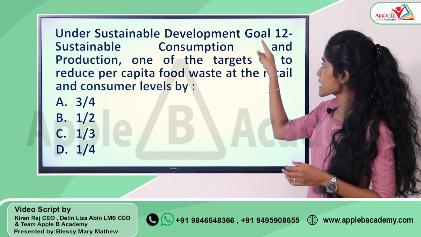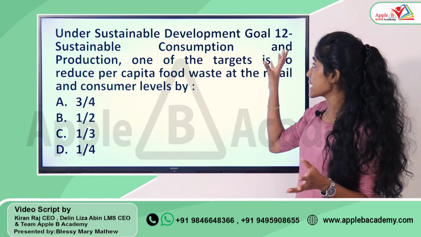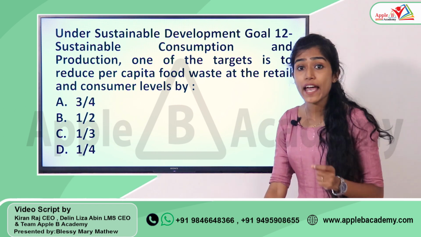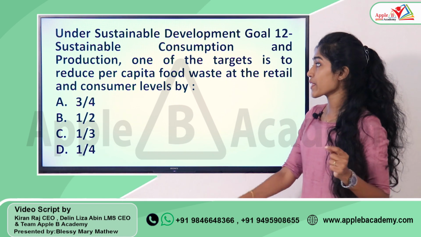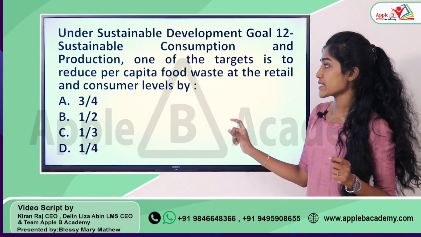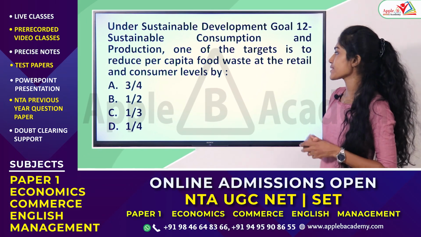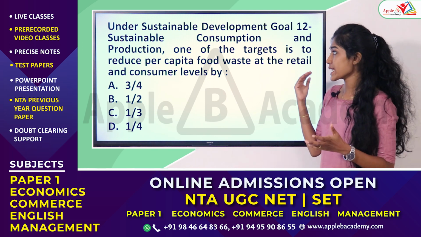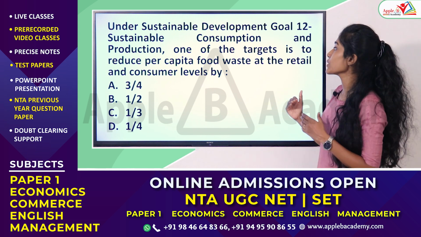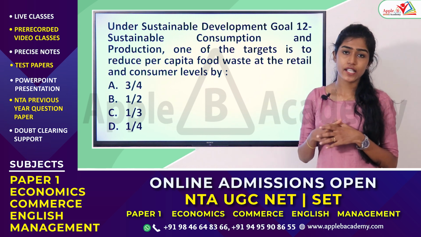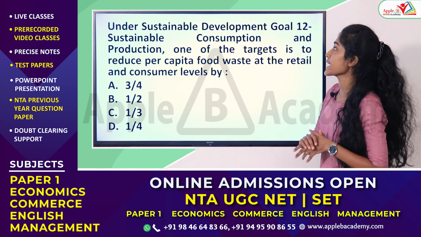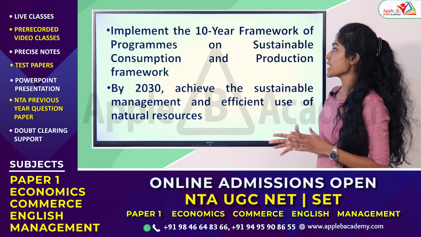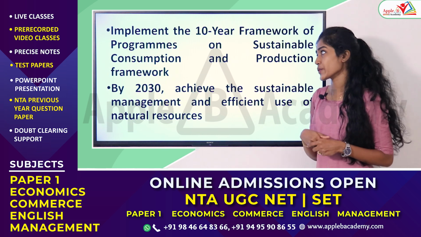So if you consider, as I have already mentioned, the single goal, that is Goal 12, Sustainable Consumption and Production, we have 11 targets that are associated with it, and one of those targets is the reduction of per capita food waste at the retail and consumer levels. So as we came across this question, we are first going to look at the 11 targets that are associated with Goal 12 of Sustainable Development Goals, and then we will be coming back to this question. So here we have the various targets that are associated with this.